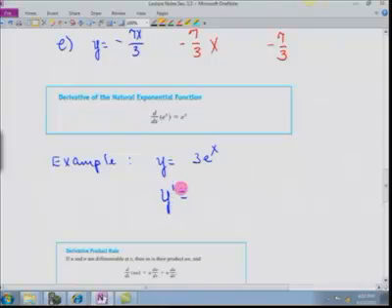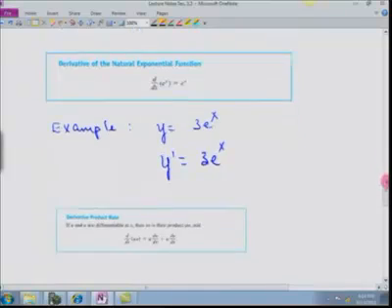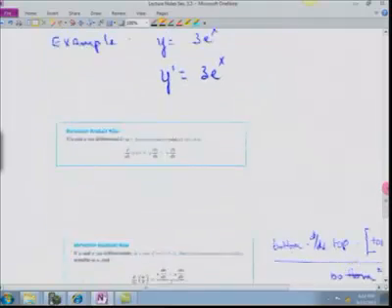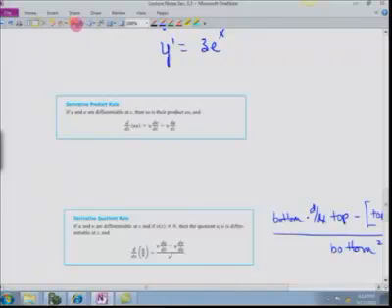Y prime will be 3e to the x. Because that constant is there, and it's going to stay there. It's not going to go to 0. It's not being added. So that's just a simple rule. Now, product rule.